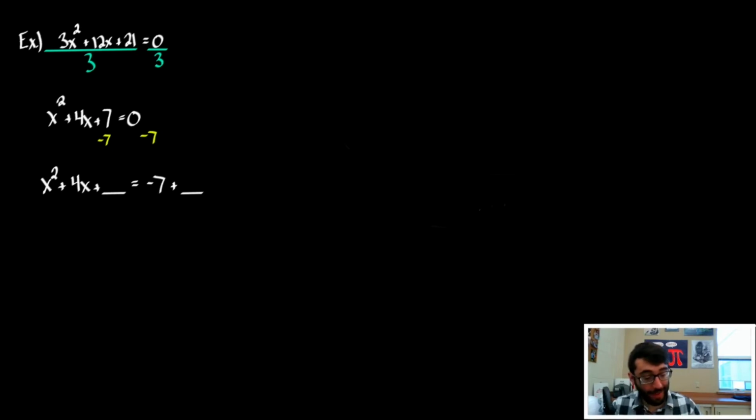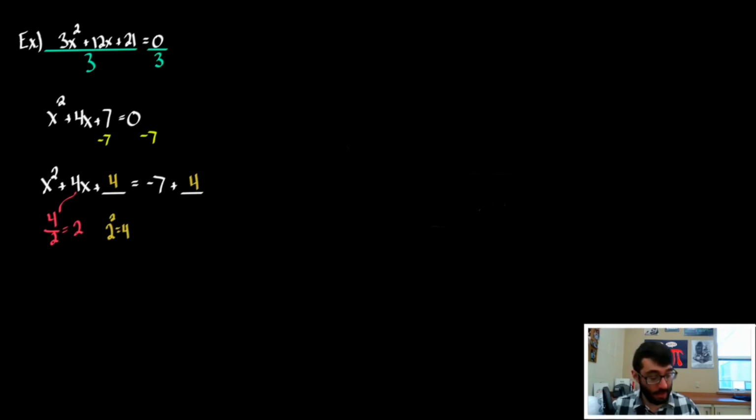Now remember, to get that, we take half of the linear coefficient. So I'm taking half of 4, and that gets me 2. And then I actually need to square it, hence complete the square. 2 squared is 4, so I'm adding 4 to each side. Total coincidence that these are the same, don't try to associate that. We always take half of the linear coefficient, square it, and that's what we add to each side.